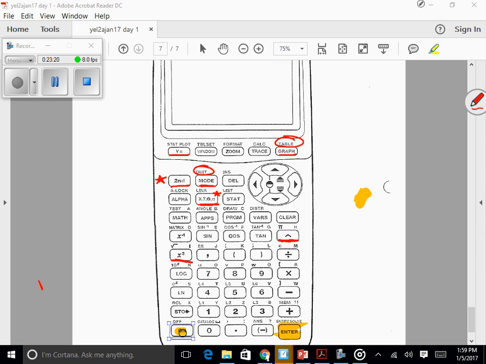Let's see, log button, that'll be for unit 5. Sine and cosine, that's unit 7. Anybody else that needs to be up in here?